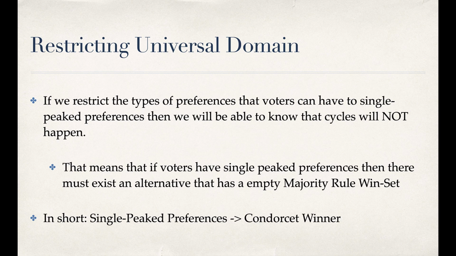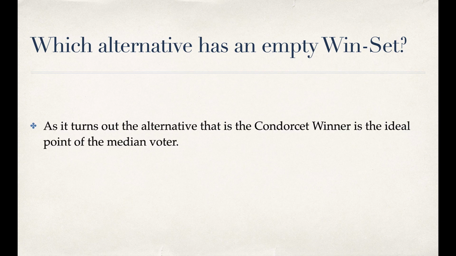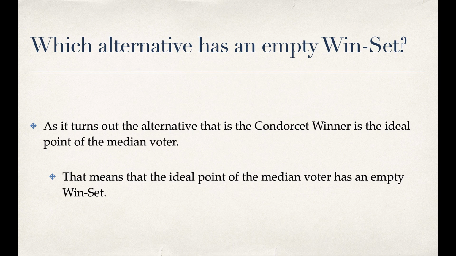We're still in the single-dimensional model section of the chapter. But spoiler alert, this bottom line here does not hold in multiple dimensions. This is for a single-dimensional model that single-peak preferences give you a Condorcet winner. So, we know there's going to be an alternative that has an empty win set. Which one is it? As it turns out, the alternative that is the Condorcet winner is going to be the ideal point of the median voter in the space. That means the ideal point of the median voter has an empty win set.